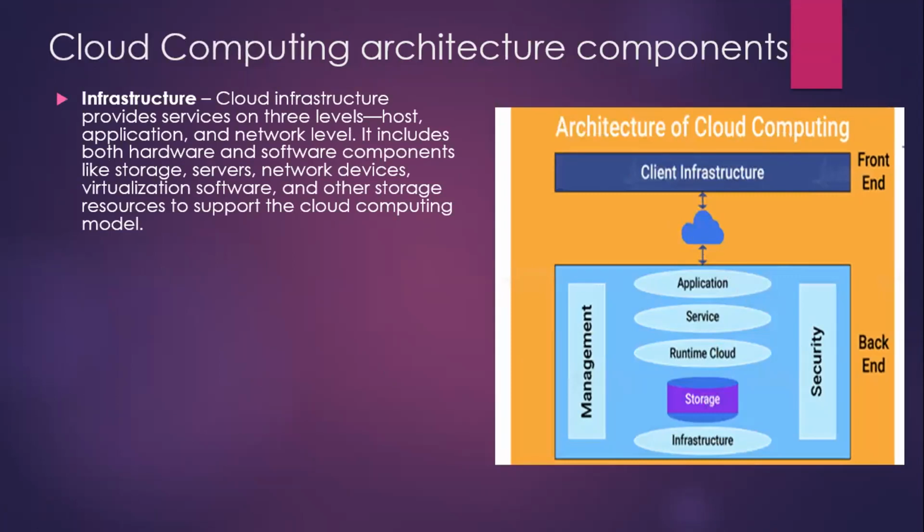Infrastructure, cloud infrastructure services on three levels: the host, the application, and the network level. Some of these things we're going to be seeing. This includes both the hardware and the software components, like the storage, the servers, the networking devices, the virtualization softwares, type 2 hypervisor. Those are virtualization softwares like your Oracle VirtualBox, like your VMware, and all of that. Okay.